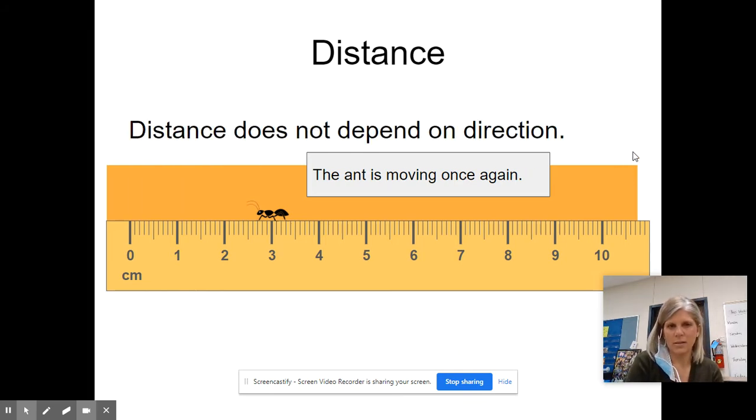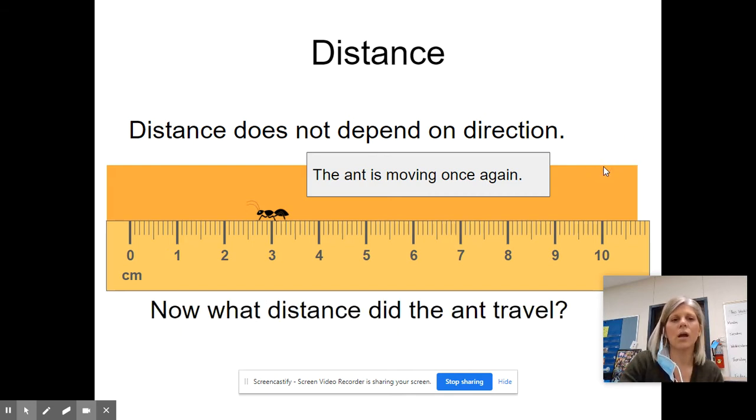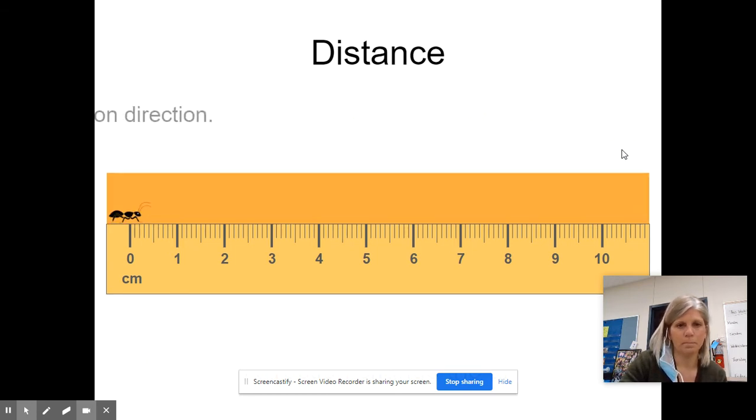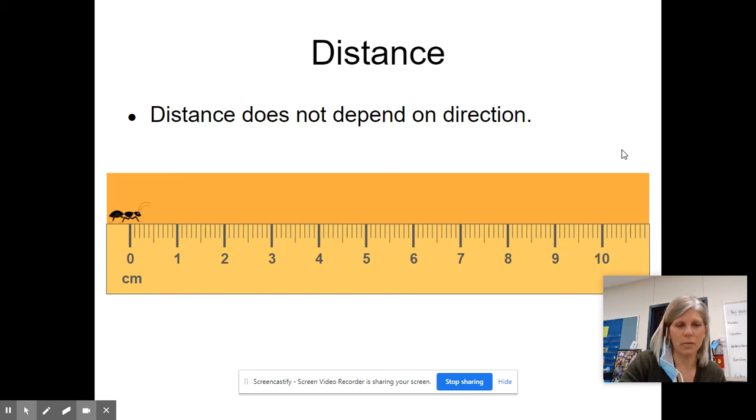So keep in mind, again, distance does not depend on the direction that we're going in. So if the ant, once again, is moving, what distance would the ant be traveling this time? So let's say the ant goes back to our 0 centimeters. The ant would, of course, be traveling once again 3 centimeters. Does the direction change this answer at all? And the answer is no, it does not. So keep in mind, distance does not depend on direction.